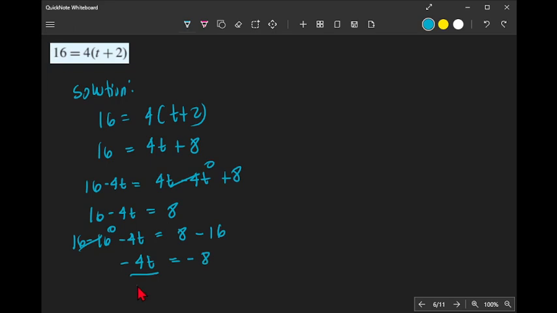Now divide both sides by negative 4, and you will now have your t will be equal to, so this will be cancelled out. So negative 8 divided by negative 4, that will be equal to 2. And this now will be our answer. Okay? Okay, next.